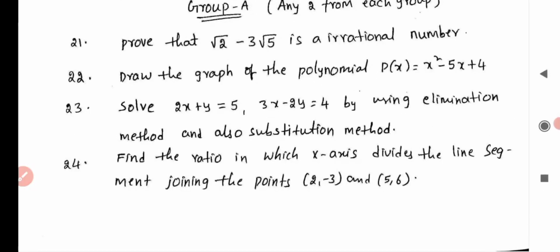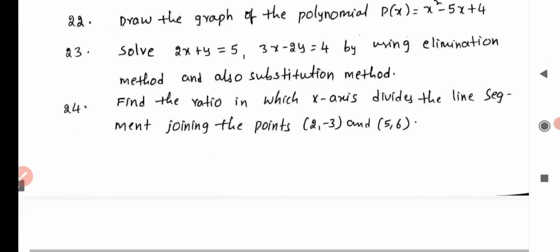draw the graph of the polynomial x square minus 5x plus 4. 22nd one, draw the graph of the polynomial p of x equals x square minus 5x plus 4. So first you find the roots or zeros. First you find out the zeros.